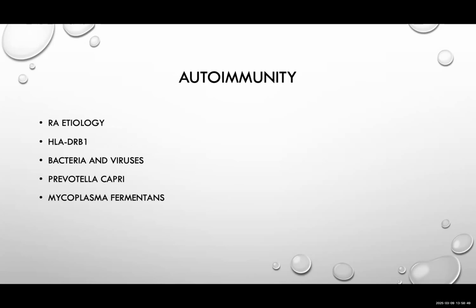So we know that RA is a combination of both genetic and environmental factors, specifically the HLA-DRB1 allele, which is shown to be a high-risk allele for those later developing rheumatoid arthritis. It is believed that this allele type determines what peptides are presented on CD4 T cells.